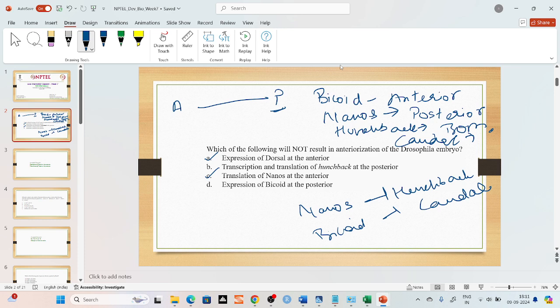So, whenever we talk about the names of the various proteins which are involved in developmental biology, they basically tell the mutated phenotype. So, if dorsal is not expressed in the ventral side, it leads to dorsal side formation. Therefore, it is known as dorsal. So here the question is which will not cause the anteriorization of the Drosophila embryo. That means anterior formation will not take place in which of the cases? First is when dorsal is expressed in the anterior.